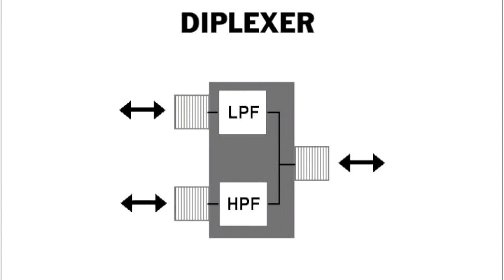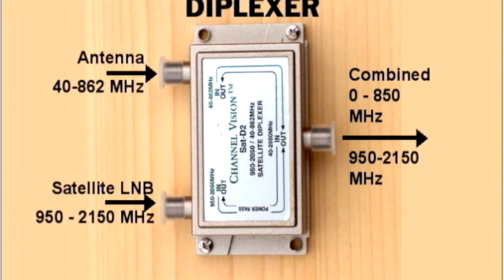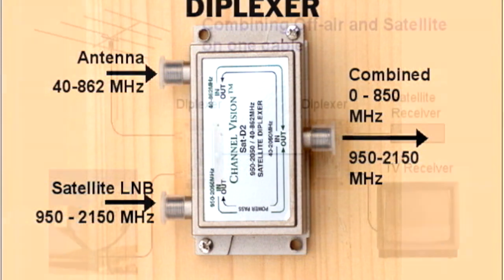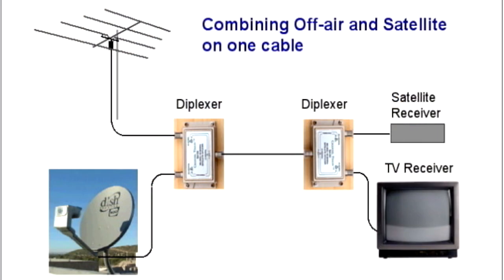They're used to either combine or split 2 signal frequency ranges. The most common example is this diplexer that will combine the output from an off-air antenna up to 850 MHz with the output of an LNB between 900 and 2150 MHz. They're typically used to allow one coax cable to carry both off-air and satellite LNB signals, combining them at one end and splitting them back out at the receiver.